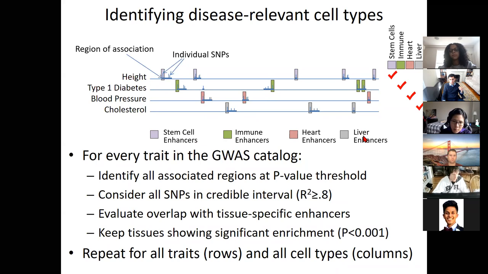And that allows you to now infer a map between genetic traits and the tissues where these traits might be acting. So we're identifying all of the associated regions at some p-value threshold, and these could be 5 × 10⁻⁸, or this could be a sub-threshold cutoff, for example, at 10⁻⁴, 10⁻³. And then considering all of the SNPs in the credible interval, say R squared greater than 0.8, and then evaluating the overlap with tissue-specific enhancers and keeping the tissues that show significant enrichment. And then you repeat for all traits and all cell types.